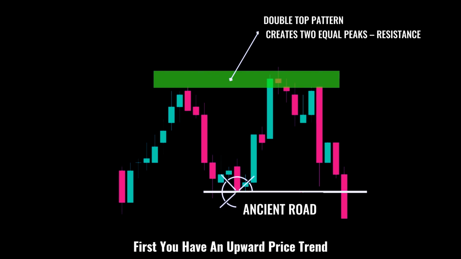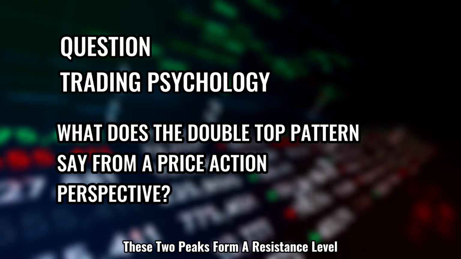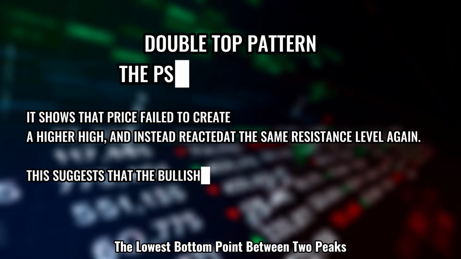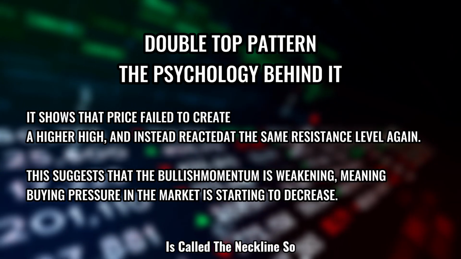First, you have an upward price trend. Then price creates 2 equal peaks. These 2 peaks form a resistance level. The lowest bottom point between 2 peaks is called the neckline.